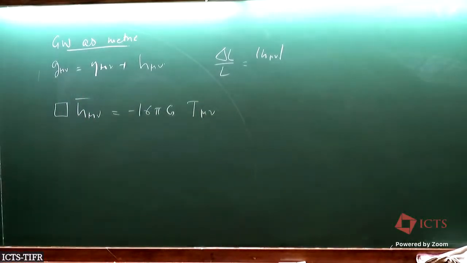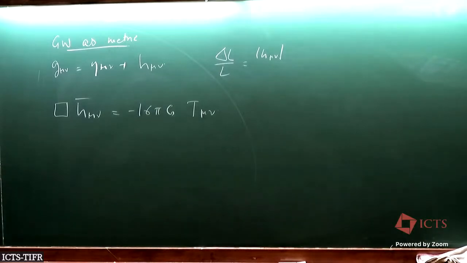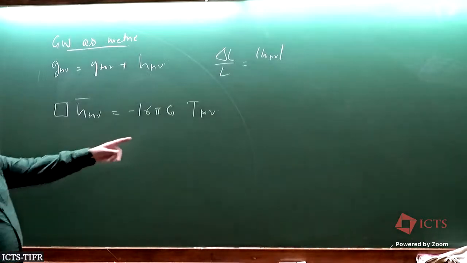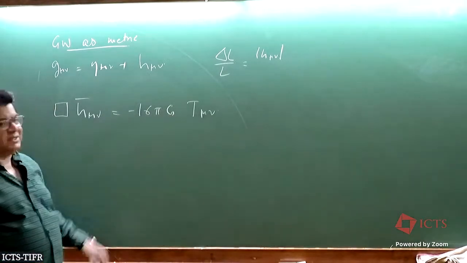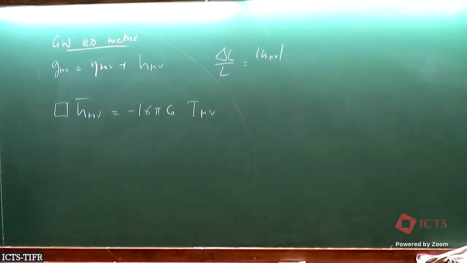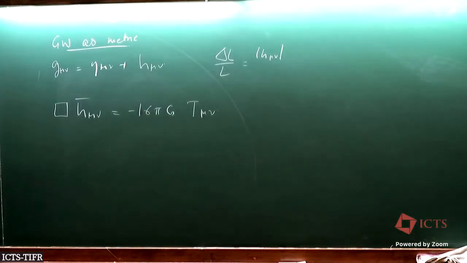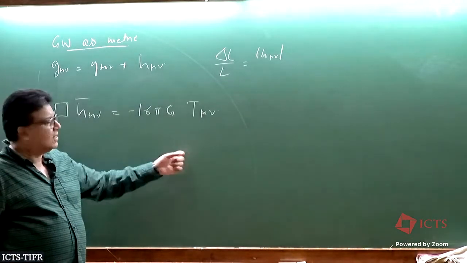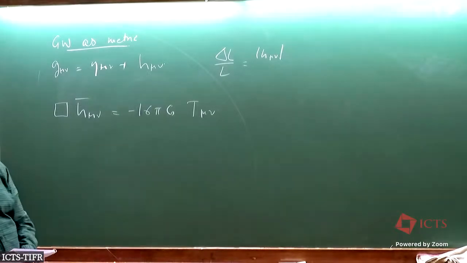So if you're solving for Einstein wave solutions for this and you have a source, then you use this equation to find out the gravitational wave. And I gave an example where you have a non-relativistic source, the slow moving source, and then we said that this h mu nu is proportional to the quadrupole moment. Okay.